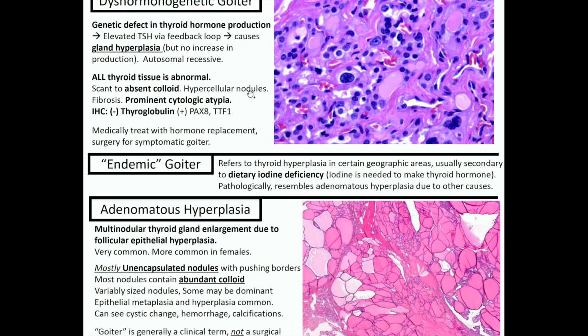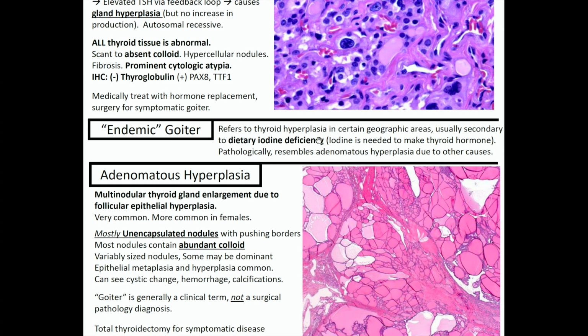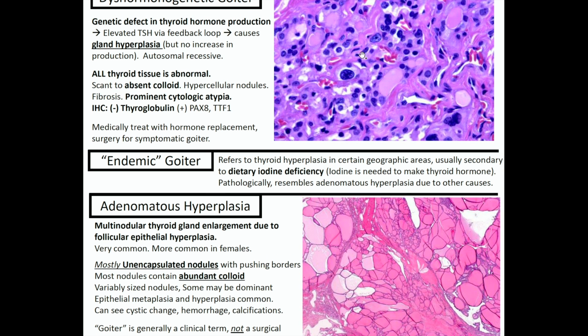So dyshormonogenetic goiter, it's a complicated word, and if you look at it cytologically, it's complicated as well. It's very messy, a lot of pleomorphism, atypia, so you can kind of relate the complexity of trying to pronounce that with the complexity of the cytology.